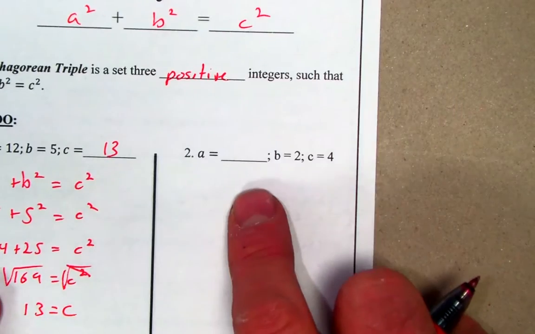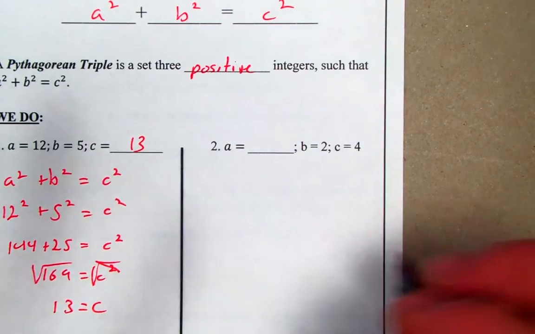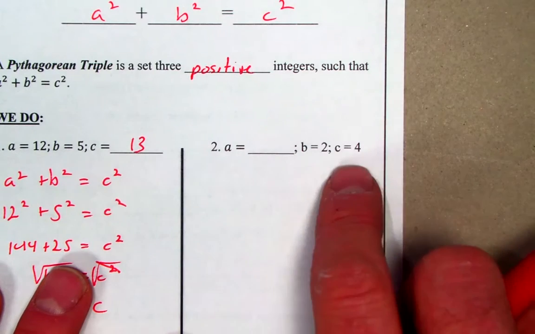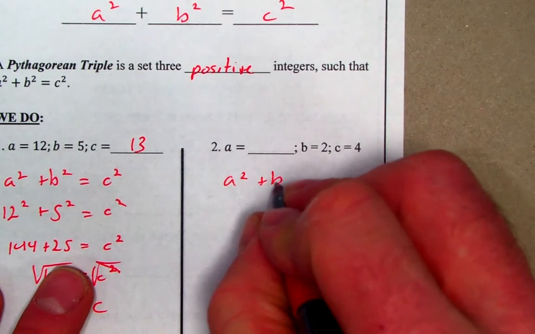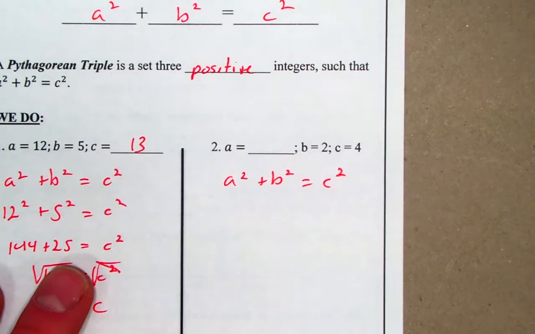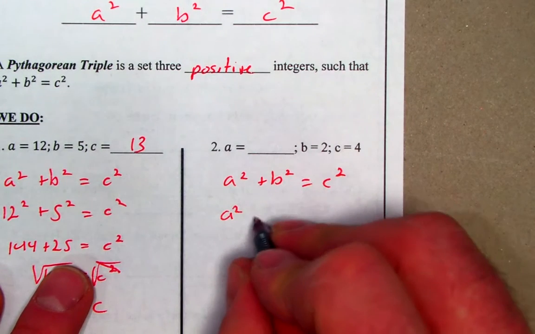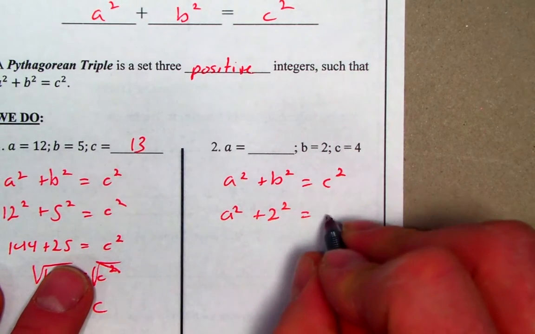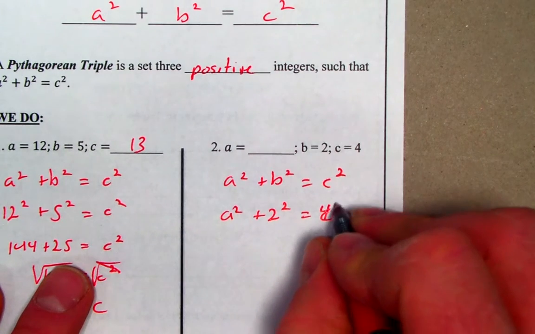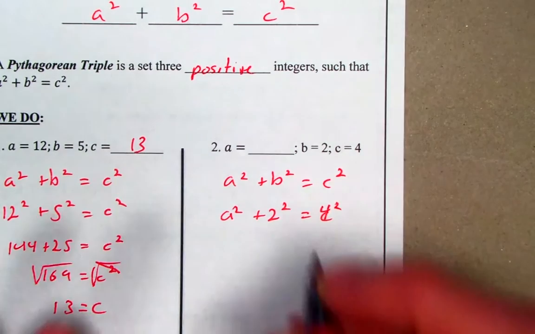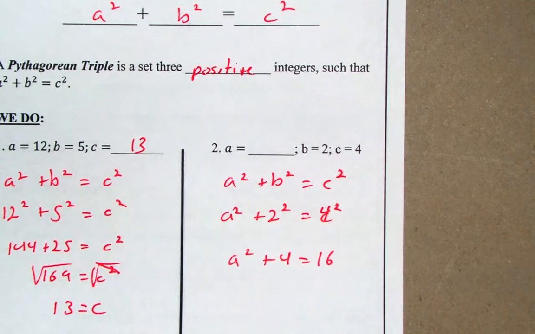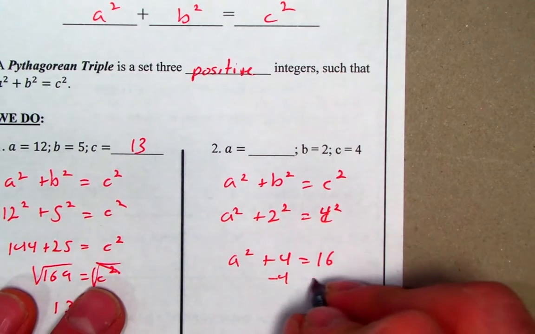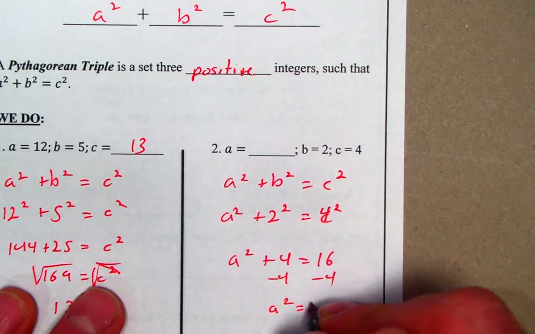All right, so in this case, you're finding A, meaning we know our C, but we need to work backwards and find our A. It doesn't matter. We still set up the equation the same way. A squared plus B squared equals C squared. We don't know A. B is 2. C is 4. Okay, so A squared plus 4 is equal to 16. Take away the 4. A squared is equal to 12.